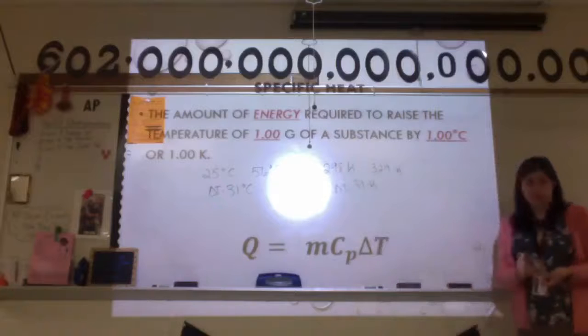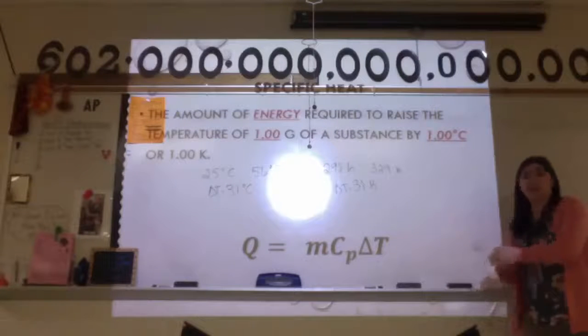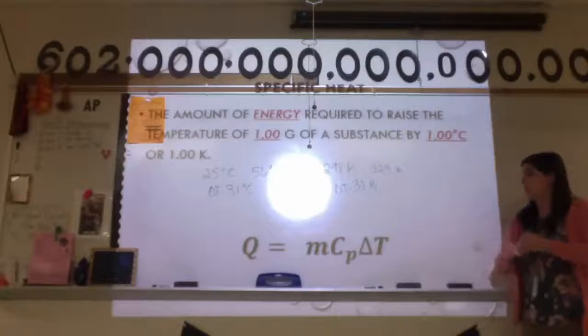So the change is the same, even though the actual values are different. That's a delta.